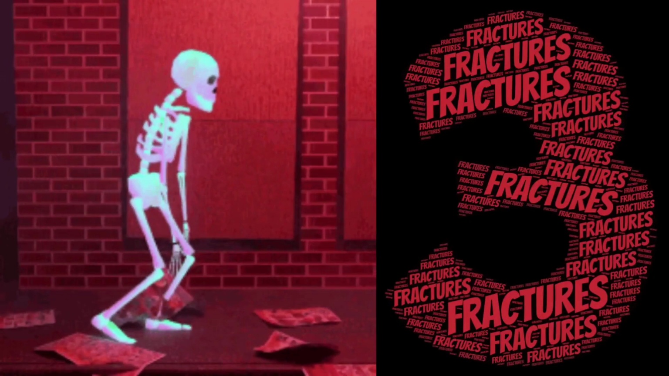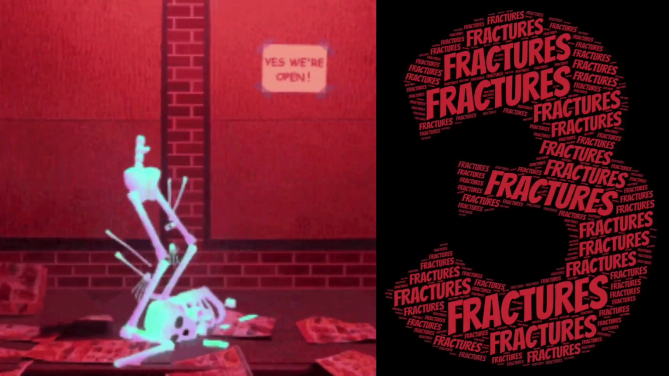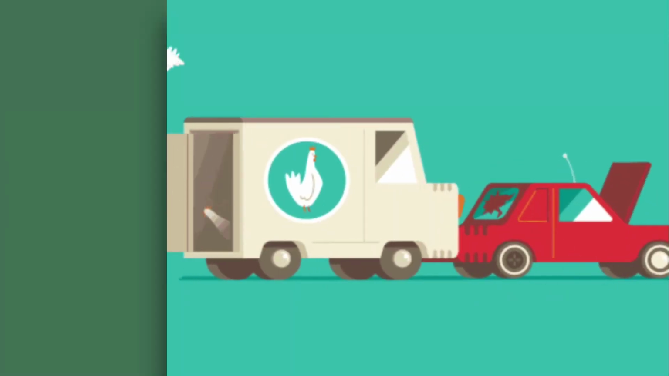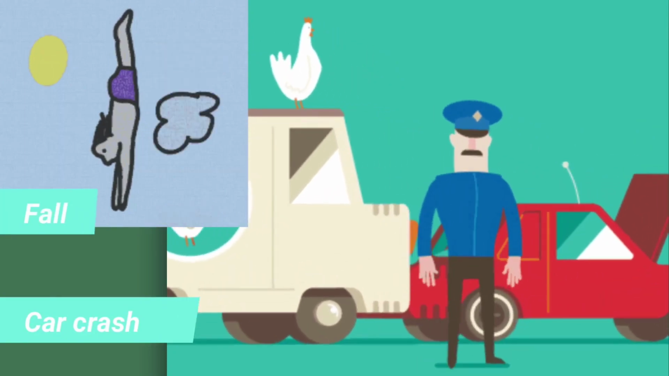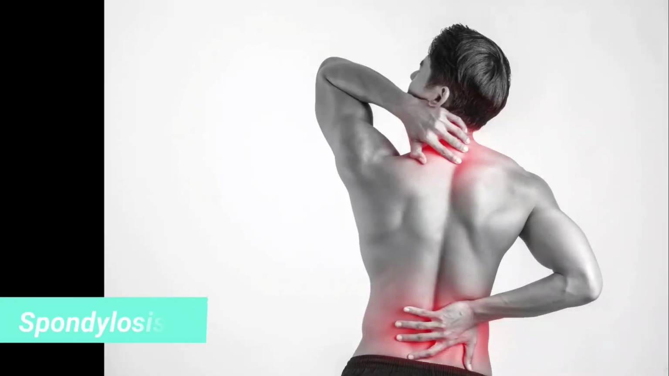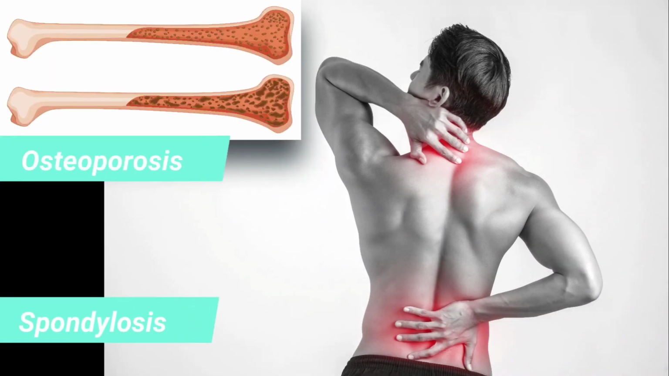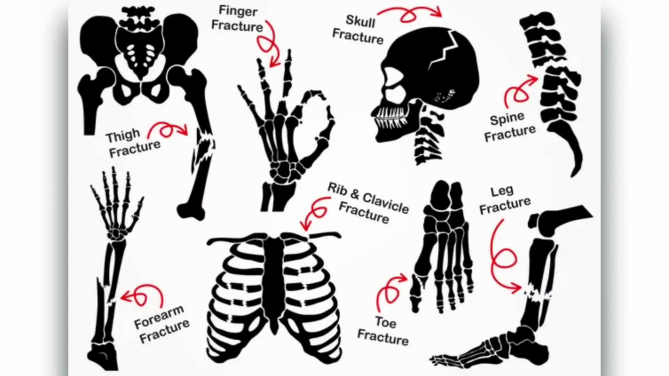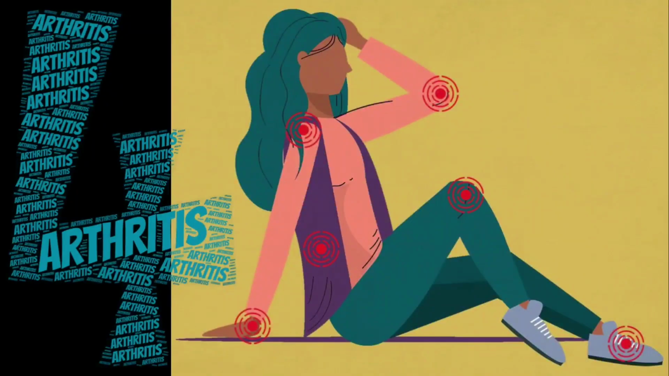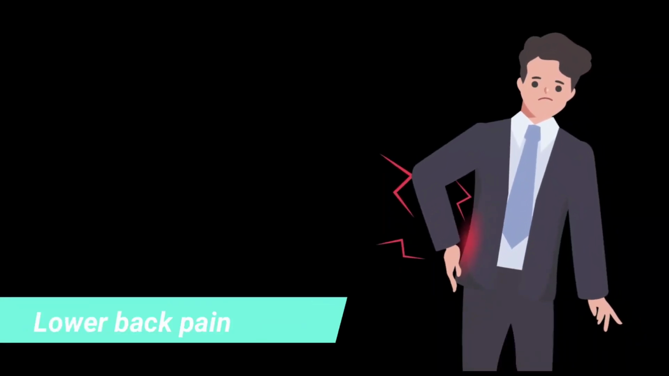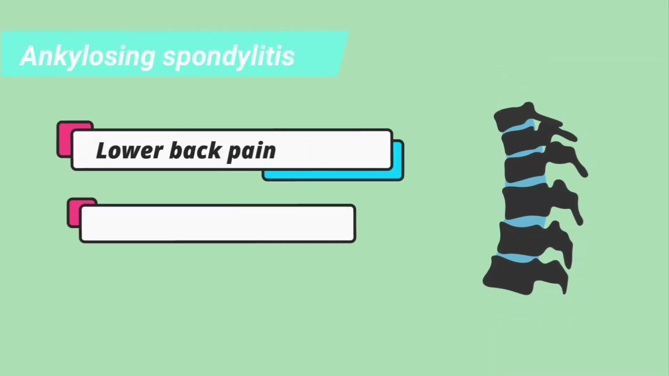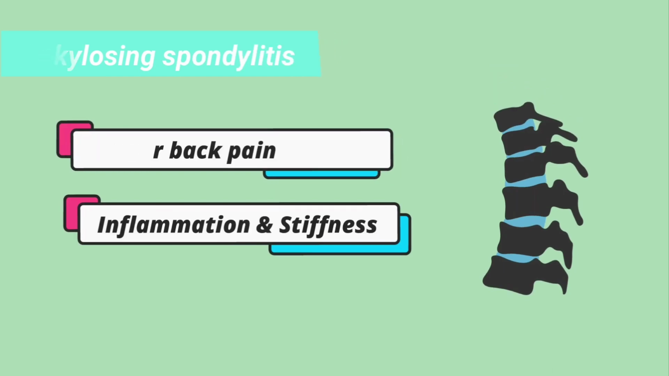Third is fracture. The bones in the spine can break during an accident, like a car crash or a fall. Certain conditions such as spondylosis or osteoporosis can increase your risk of fractures. Fourth is arthritis. Osteoarthritis is the most common type of arthritis to cause lower back pain. Ankylosing spondylitis causes lower back pain, inflammation, and stiffness in the spine.